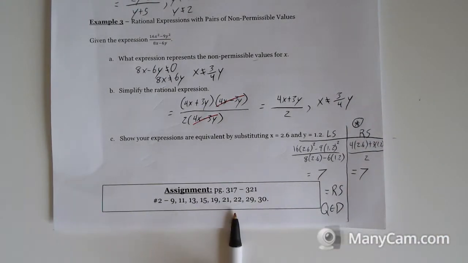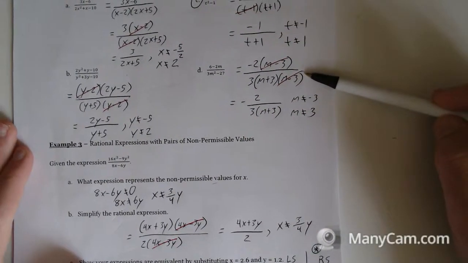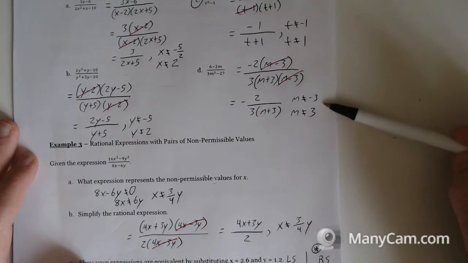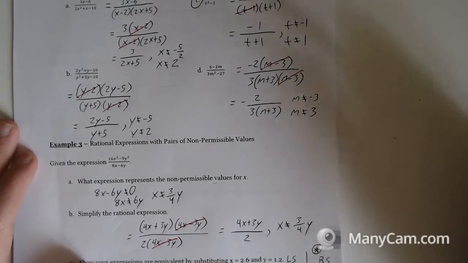Okay, that's it for this one. 30 minutes long, not too bad. Try the assignment, try lots of questions. Again, it's about habit. Make sure you remember how to factor, make sure you know how to put it in good form, and then all you have to do is cancel things out and state your restrictions. Okay, good luck.